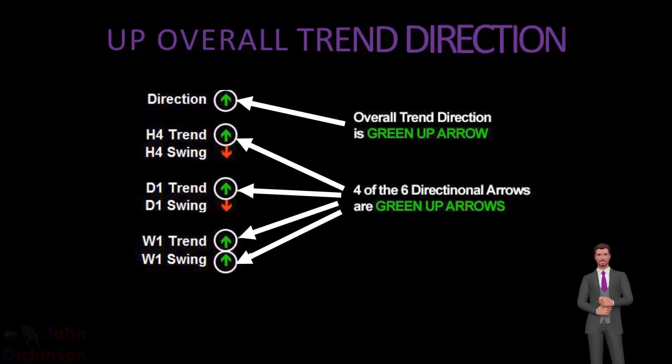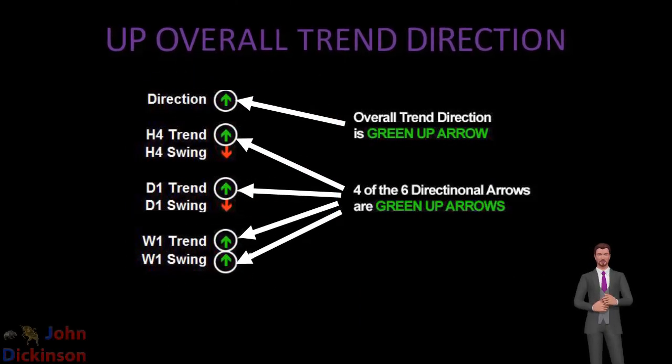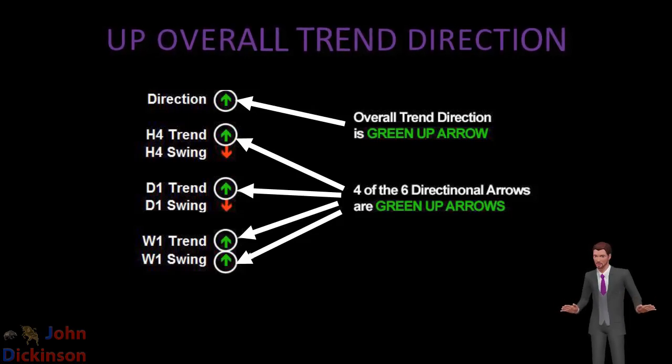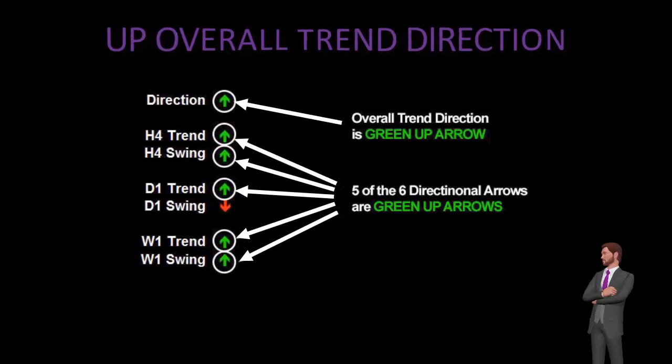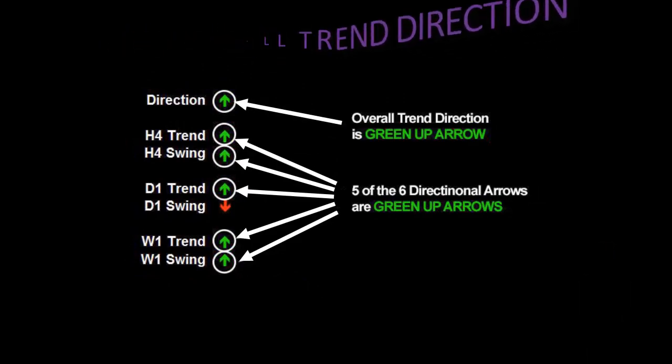Up overall trend direction. If 4 or more of the HTF directional indicators display a green up arrow, then the overall trend direction will display a green up arrow, suggesting that the dominant direction currently is up. Here's an example with 4 of the 6 directional arrows displayed as green up arrows. Here's an example with 5 of the 6 directional arrows displayed as green up arrows.